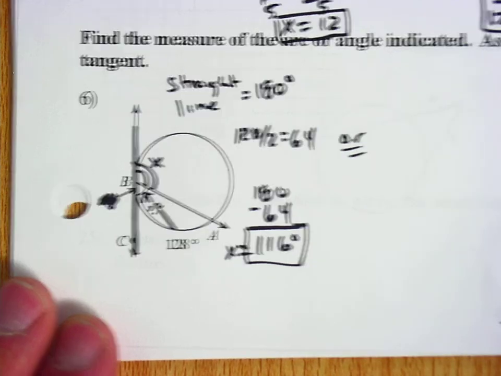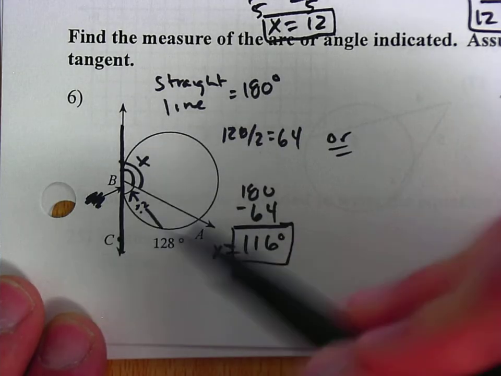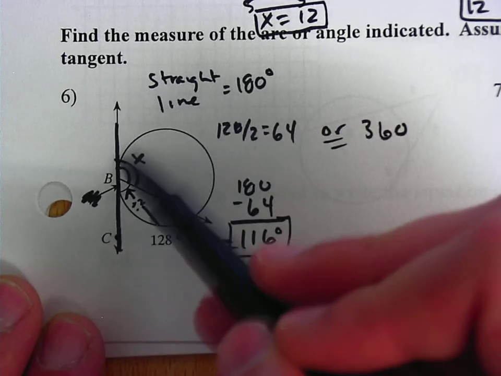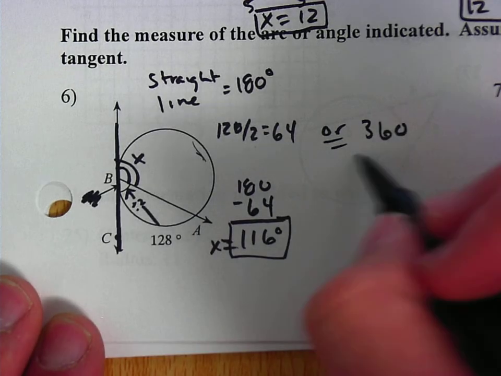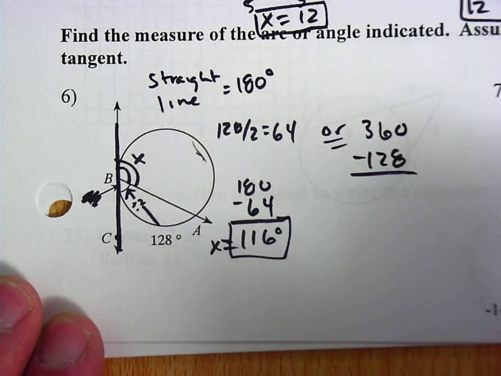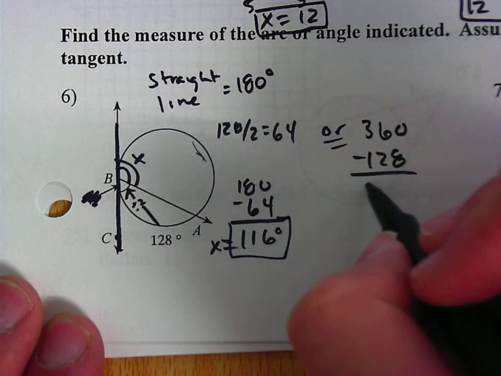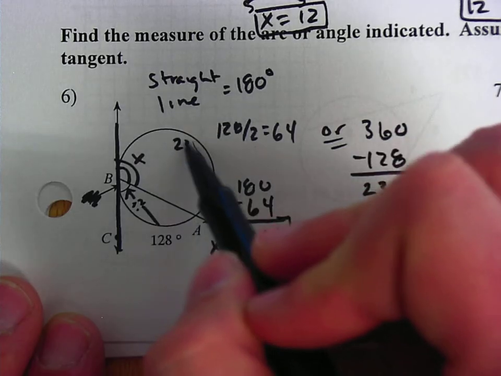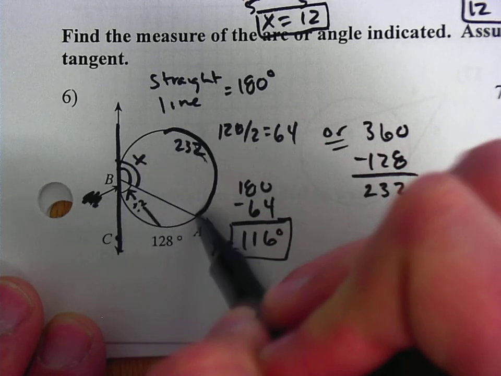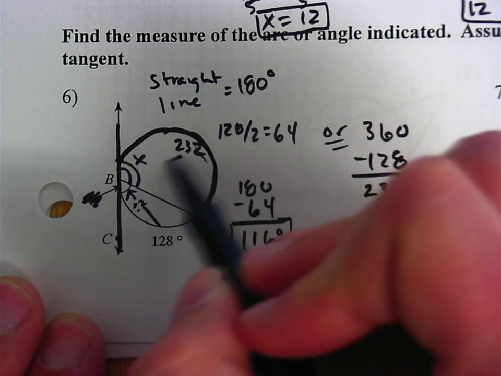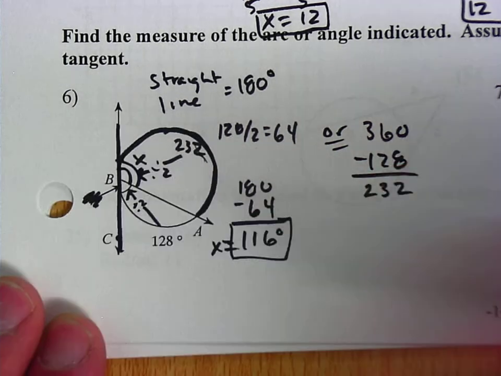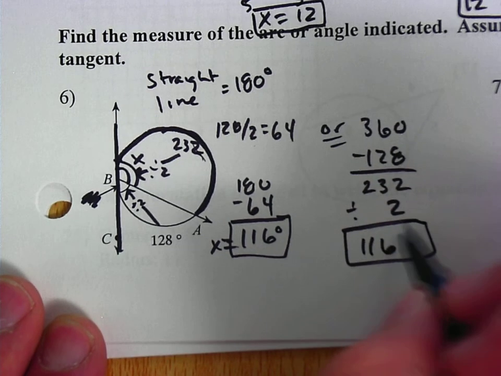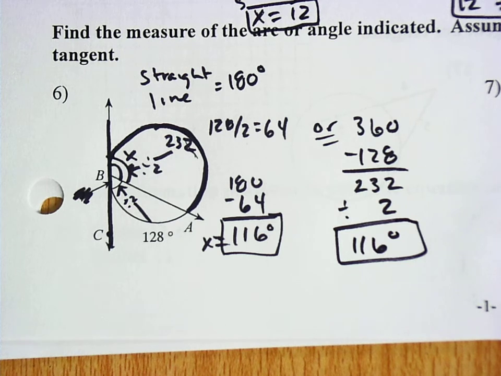We can also do it a second way. We can say this whole circle is 360. Well, this piece up here, this arc up here, minus the arc on the bottom is 128. And if we subtract that, that gives us 232. Okay? Well, if this arc is 232 up here, we can find x by dividing by 2. So we're just going to do 232 divided by 2. We actually get the exact same answer. We get 116.